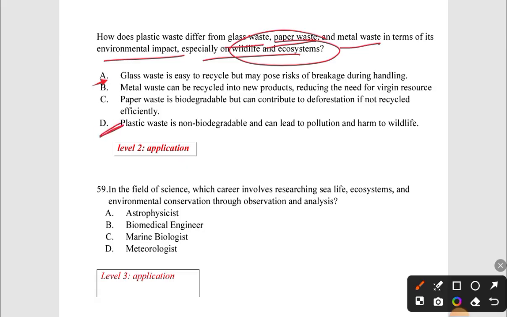Question 59. In the field of science, which career involves researching sea life, ecosystems, and environmental conservation through observation and analysis? A. Astrophysicist. B. Biomedical engineer. C. Marine biologist. D. Meteorologist. The answer to question 59 is C.